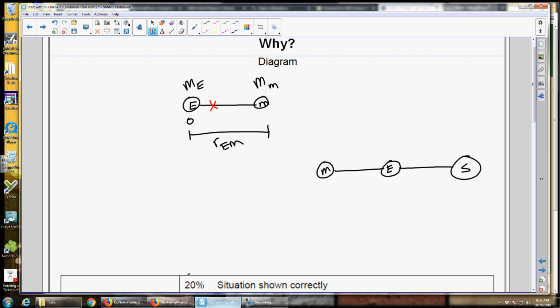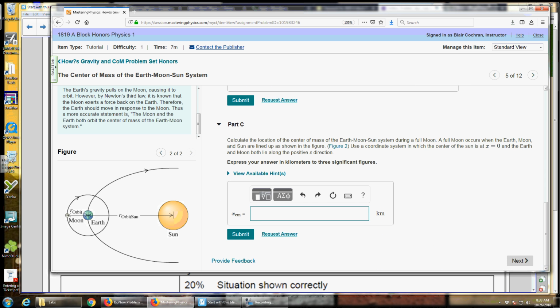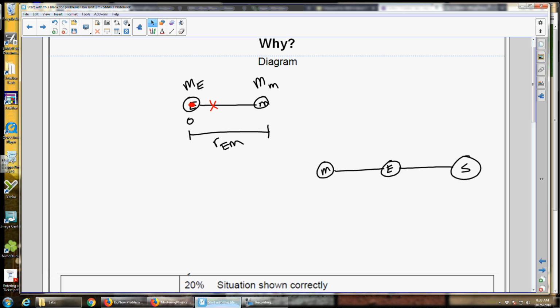What do you guys want to use as our point of reference, where we're going to measure all our distances from, things like that? The Earth. And that's good because they told us to put the Earth at 0, right? Okay, so our point of reference is going to be the Earth right there. Alright, so that would be good for my diagram for the first part. My diagram for the second part, similar. In which the center of the sun is at x equals 0. Okay, so they want me on this one to put my point of reference here and to call this direction positive. Right? We can do that, right?